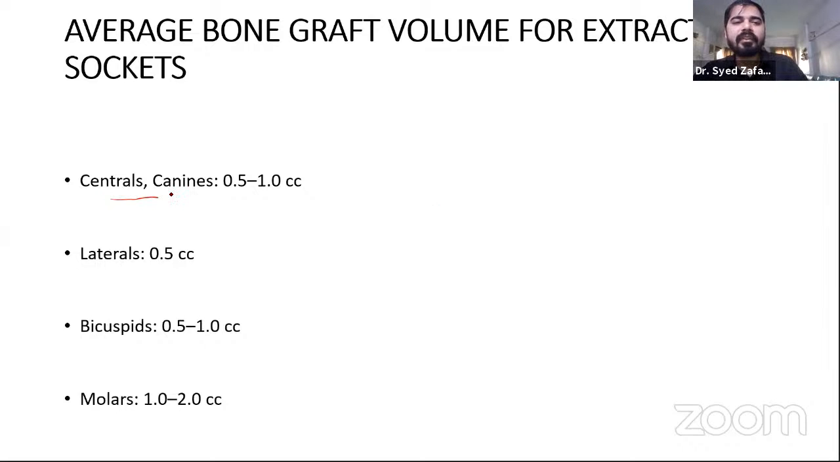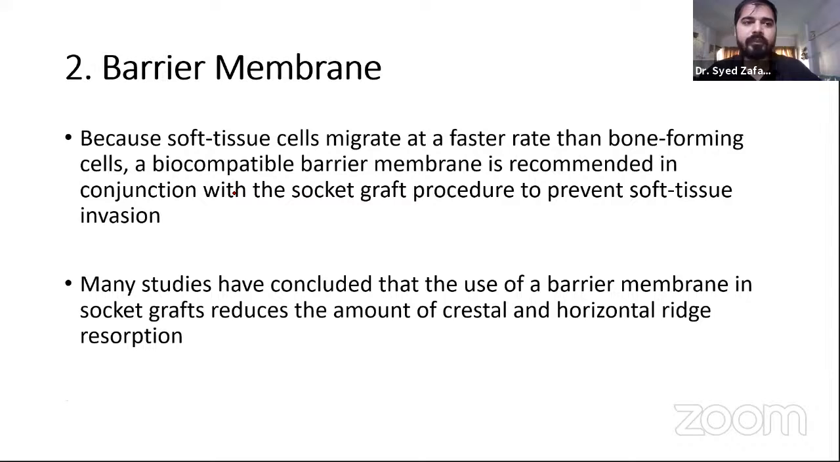Mostly, in the incisor and canine sockets, we need 0.5 to 1 cc. In the lateral, we need almost 0.5 cc. In the bicuspid, we need about 0.5 to 1 cc. In the molar, obviously, it is a big socket, so we need 1 to 2 cc of bone.